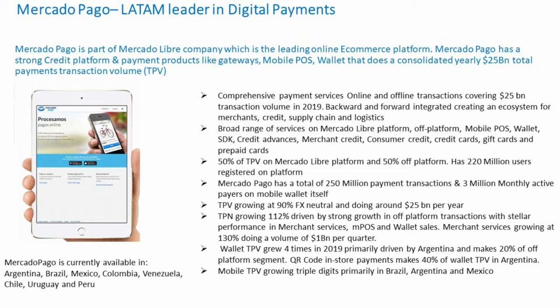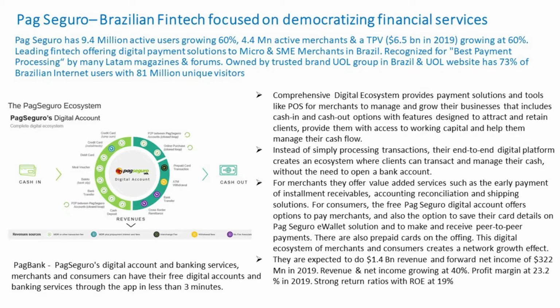of the LATAM markets. The next fintech that I want to cover is PagSeguro, which is a listed entity. It's based out of Brazil. It's a Brazilian fintech focused on democratizing financial services. PagSeguro has around 9.4 million active users. That's still growing at 60% even with such a big user base, and 4.4 million active merchants, and a total processing payments volume of around $6.5 billion in 2019. It's growing at around 60% roughly, both TPV and active users.